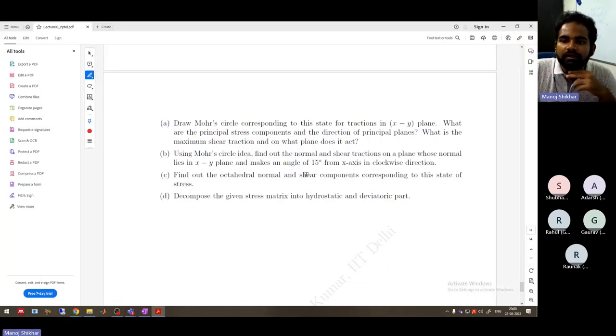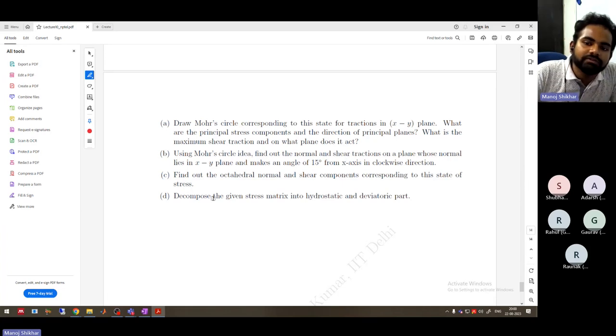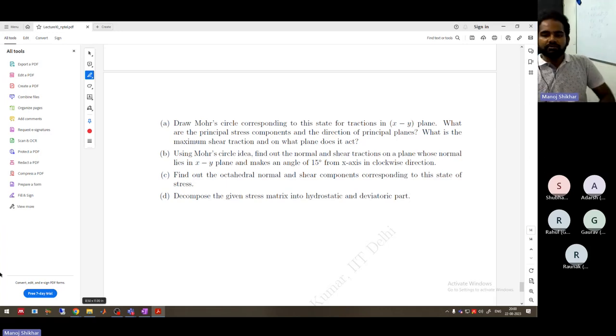Find out octahedral normal and shear component of this state of stress. For this, you have to find I1 and I2, and you have to just plug it into the formula. Decompose the given stress matrix into the hydrostatic and deviatoric part. For this, you just plug into the formula and you will get the solution.